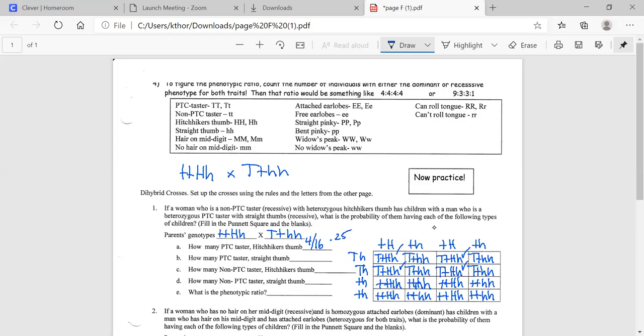How many will have PTC taster and straight thumb? So we need a dominant T and both recessive H's. So dominant T and two recessive H's. Here, here, here, and there. Again, it looks like it's 4 out of 16. I think I'm noticing a trend here.